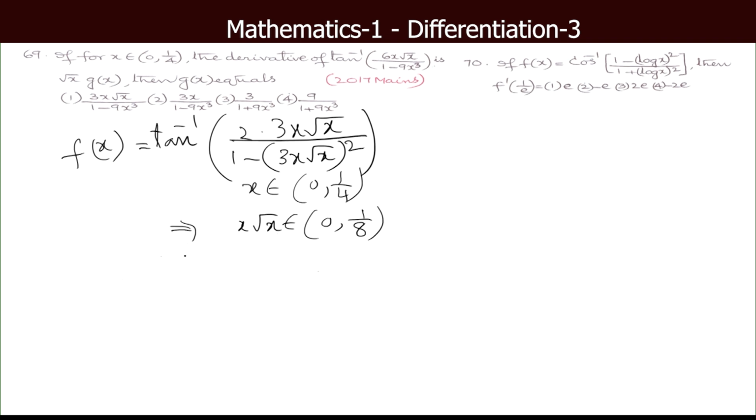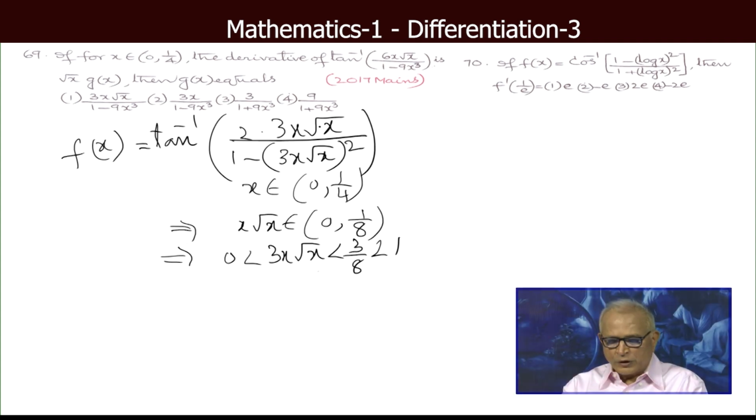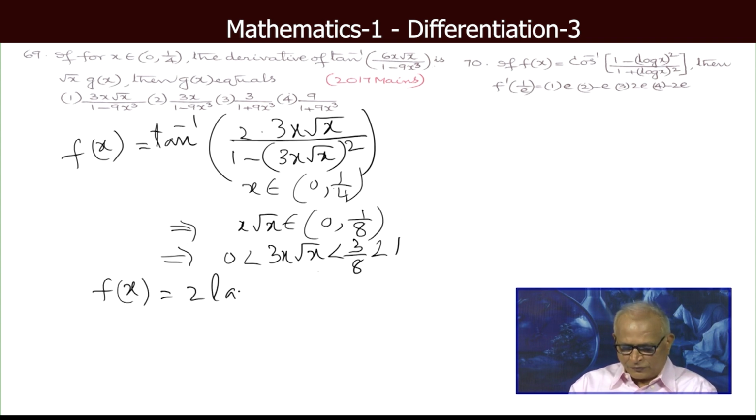So, therefore, 0 less than 3 times x root x less than 3 by 8, less than 1. So, your 3x root x clearly lies between 0 and 1. And this is the form inverse tan 2t by 1 minus t square, where t lies between 0 and 1. So, you can safely apply it here. You can safely write f x as 2 tan inverse t, 2 tan inverse 3x into root x. Follow? That is the question.